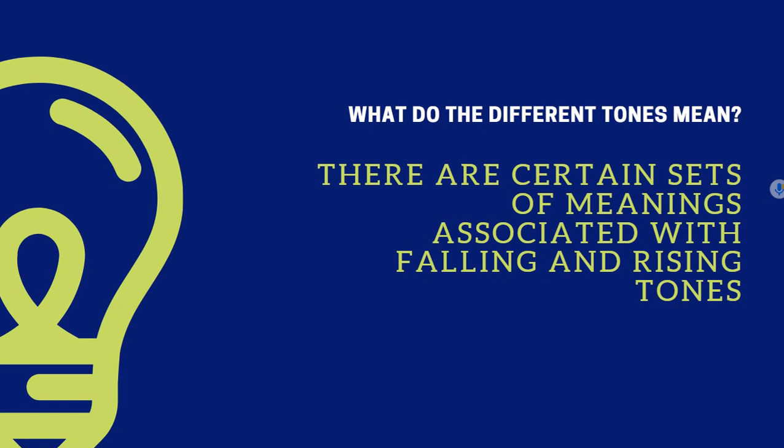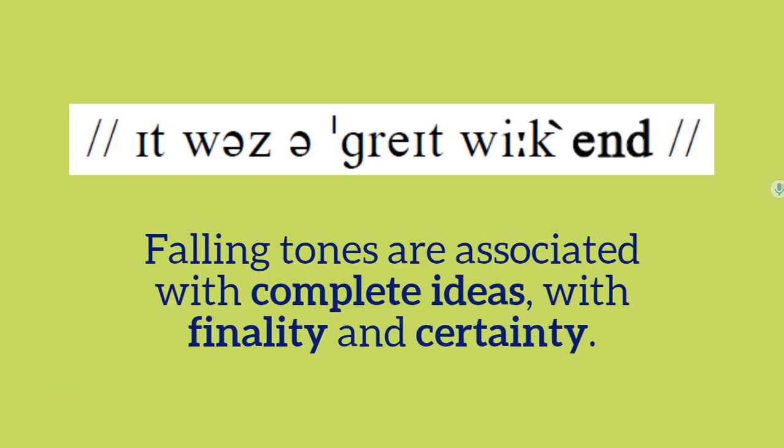So what do these different tones mean? Each of these groups of tones, as I said before, are associated with certain sets of meanings. For example, in the statement that we can see on the presentation, it says, "It was a great weekend." Falling tones in general are associated with complete ideas, with the finality of an idea, and with the speaker's certainty. It was a great weekend. You know what you're saying, you're sure about your saying, and you present it in a complete, final idea.